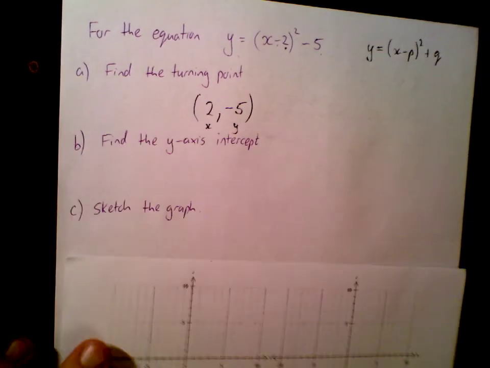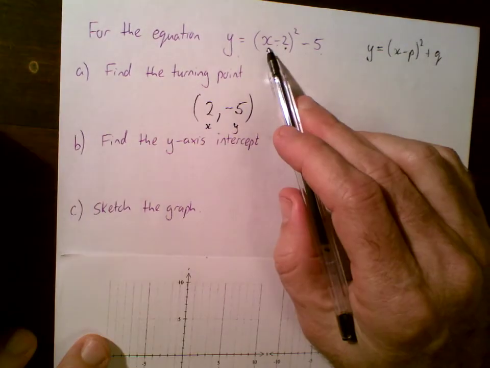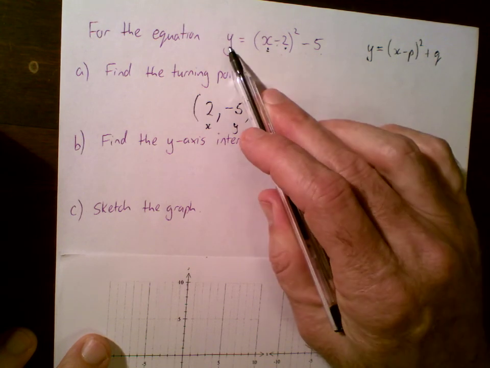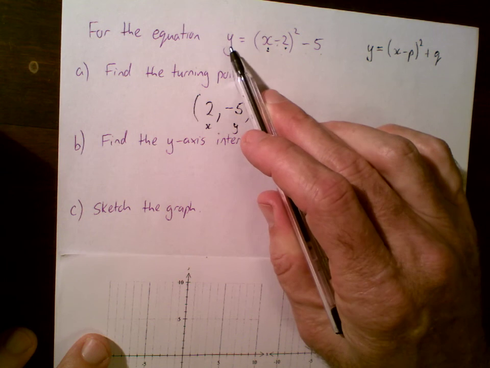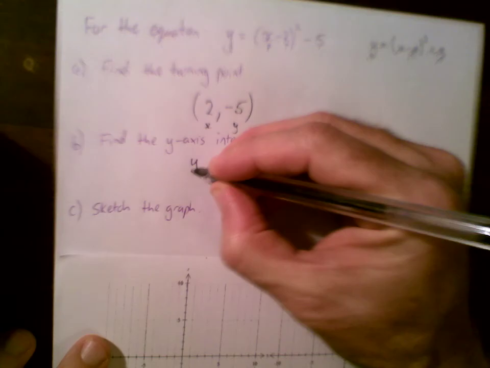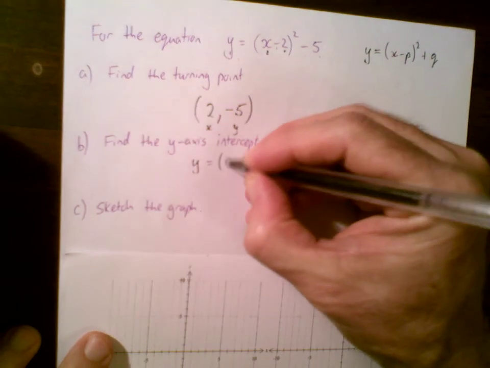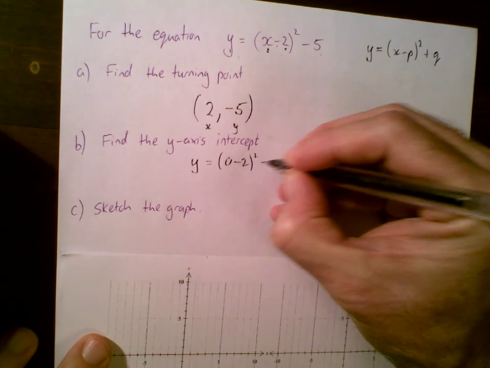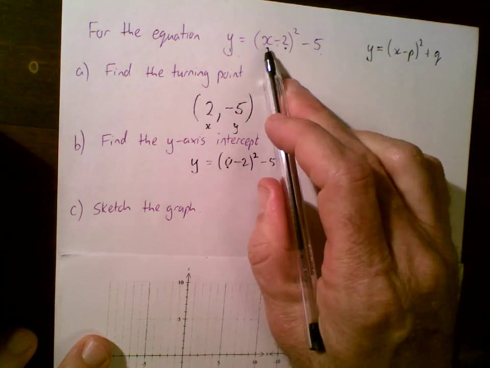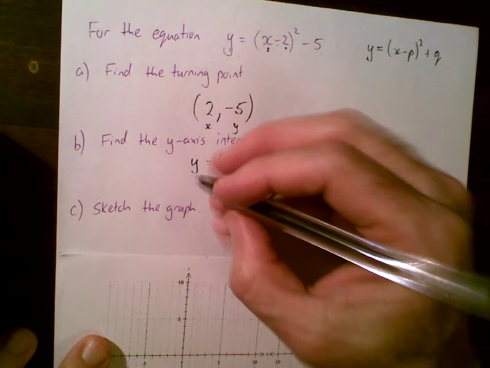So what we can do is just substitute x is equal to 0 into the equation here, and then find out what the corresponding y value is, and that'll be our y-axis intercept. So in this case, y is equal to (0 - 2)² - 5. So I've substituted 0 for x in the equation, and we can go ahead and solve that.